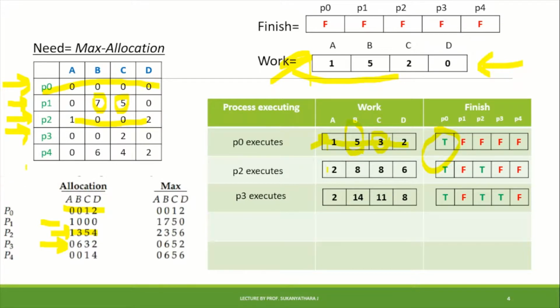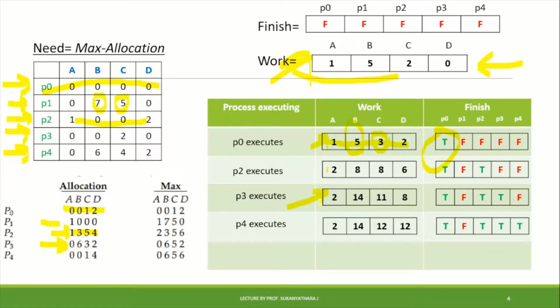Now we will look again at the need matrix. Can P4 execute? Yes, P4 can execute, because the need of P4 is less than or equal to the current value of work. So P4 executes. It executes completely because it got all the required resources, and it terminates by releasing the resources it was already holding. Now the value of work becomes work plus allocation of P4, and we make finish of P4 true.